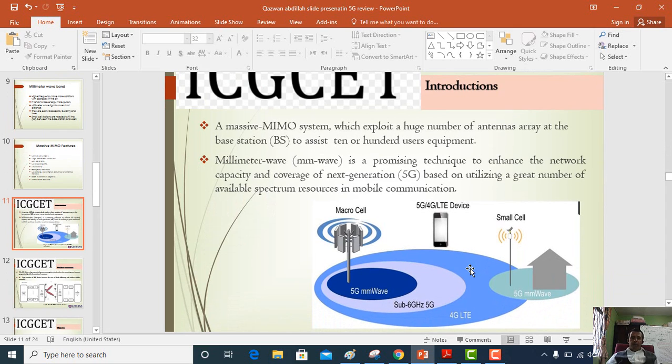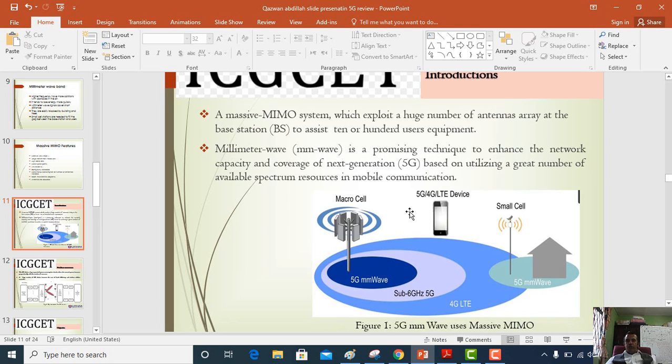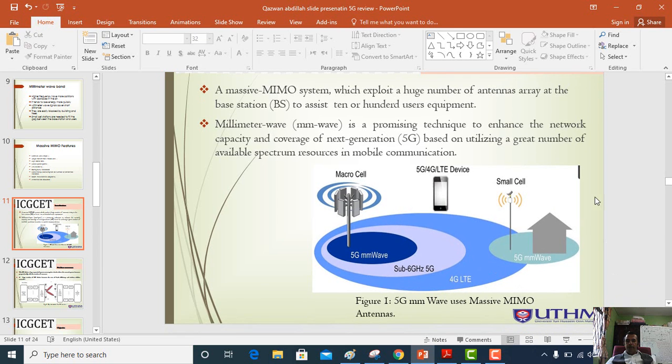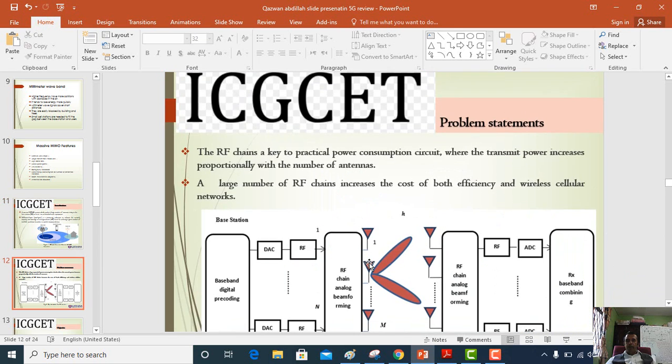Introduction. We keep on with the introduction about millimeter wave. The massive MIMO system exploits a huge number of antennas at the base station to serve ten or more hundred users' equipment. Millimeter wave is a promising technique to enhance the network capacity and coverage of the next generation, based on utilizing a great amount of available spectrum resources in mobile communication. You see here the small cells and the base station. This is the system of 5G millimeter wave.